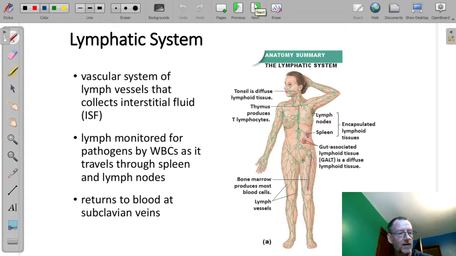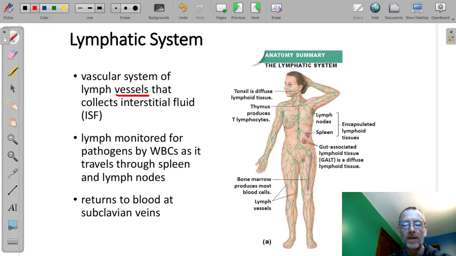So we'll start this unit on the immune system with a brief introduction to the lymphatic system, which is the system of vessels that transport lymph throughout the body. So it is a vascular system made up of lymph vessels, not blood vessels. And these lymphatic vessels collect interstitial fluid that leaks out from the capillaries and that is not reabsorbed back into the venous blood. It travels through the lymph vessels, through the nodes, and is ultimately returned to the blood.